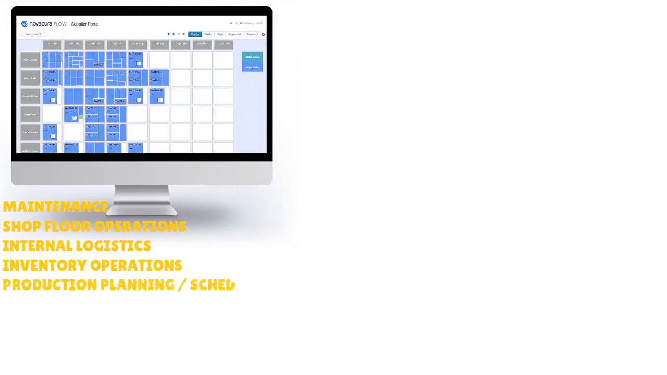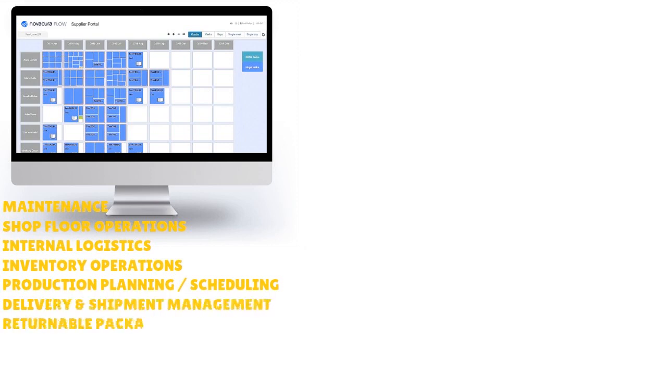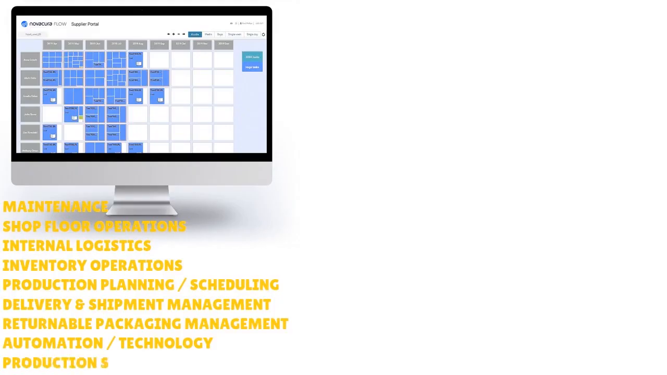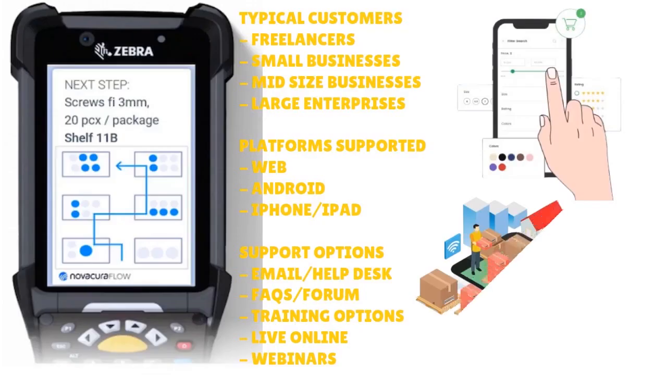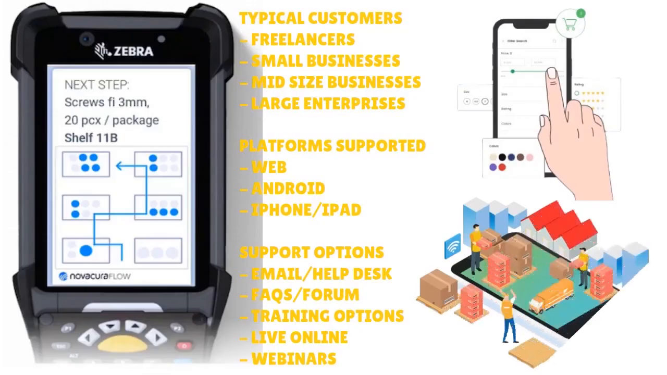So for example, we have maintenance, shop floor operations, internal logistics, inventory operations, production planning, scheduling, delivery and shipment management, returnable packaging management, automation technology, and production supervision. And all those things relate to your inventory management and your warehouse management. This is important because it gives you an extra layer of efficiency, an extra layer of clarity, an extra layer of productivity.